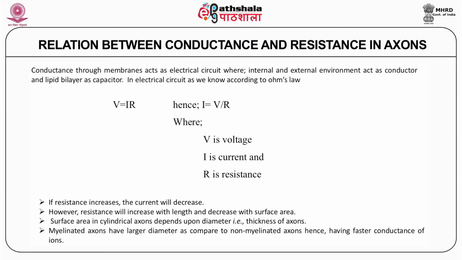However, resistance increases with length and decreases with surface area. And if you recall, the surface area follows the cylindrical formula for axons, which is dependent upon diameter. It means the thickness of axons. Myelinated axons have a larger diameter because of the myelin sheath as compared to non-myelinated axons, and therefore their surface area is increased, which gives a higher or faster conductance of ions.